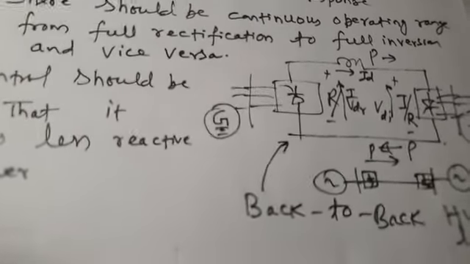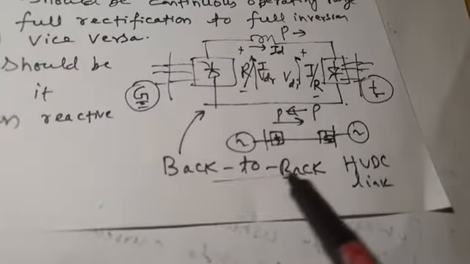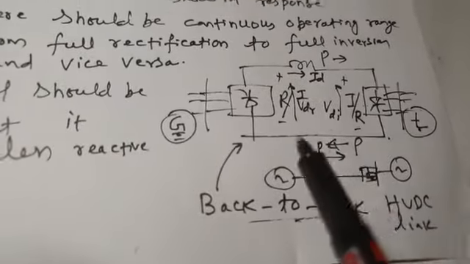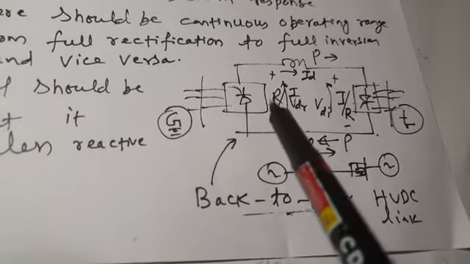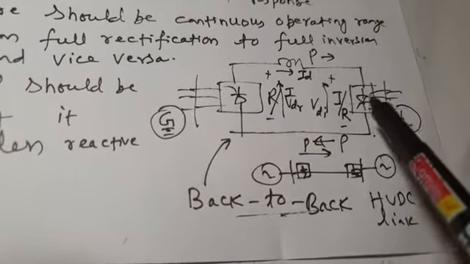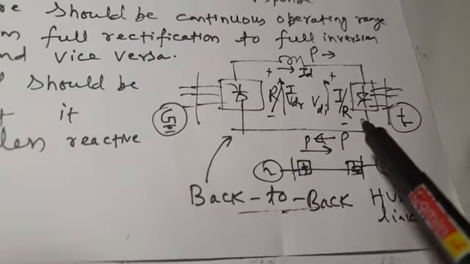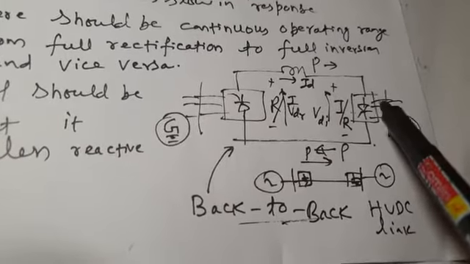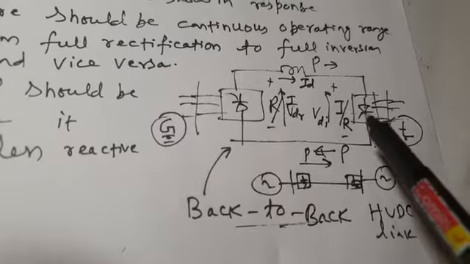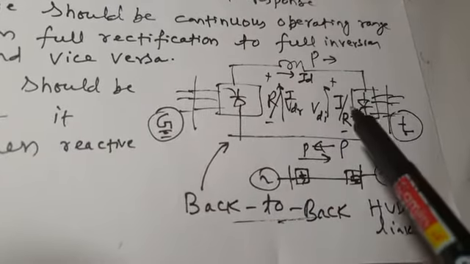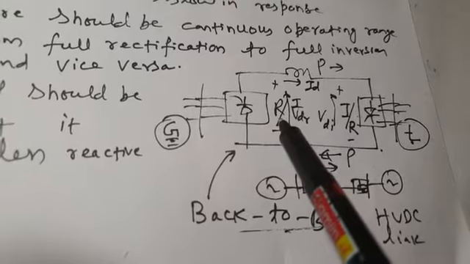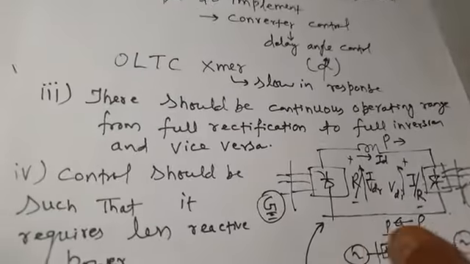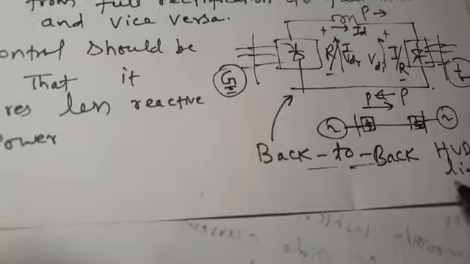The second desirable feature is that there should be a continuous operating range from full rectification to full inversion and vice versa. This is particularly true with a back-to-back HVDC link. For a back-to-back HVDC link, if power has to flow from region A to region B, then this converter should operate fully as rectifier and this converter should operate as inverter. And if power has to flow from this region to this region, then the roles of converters should interchange. Now this converter should operate in the inversion mode and this converter should operate in the rectification mode. So this is true with a back-to-back HVDC link.